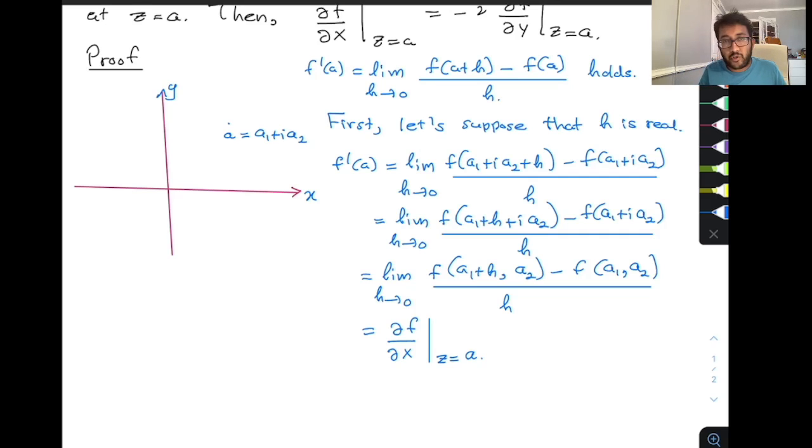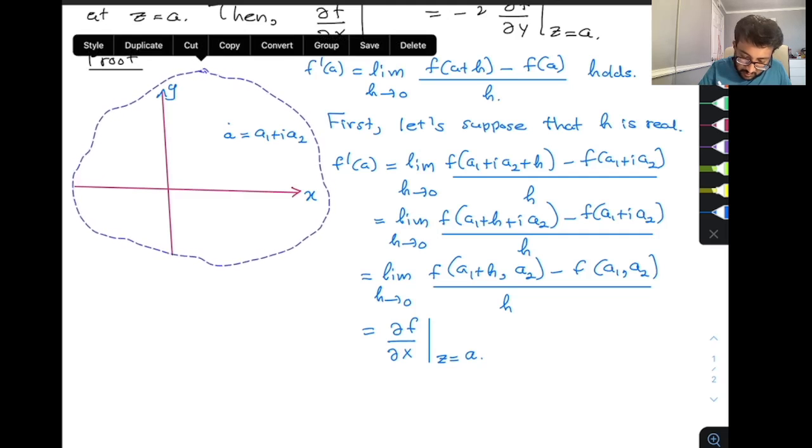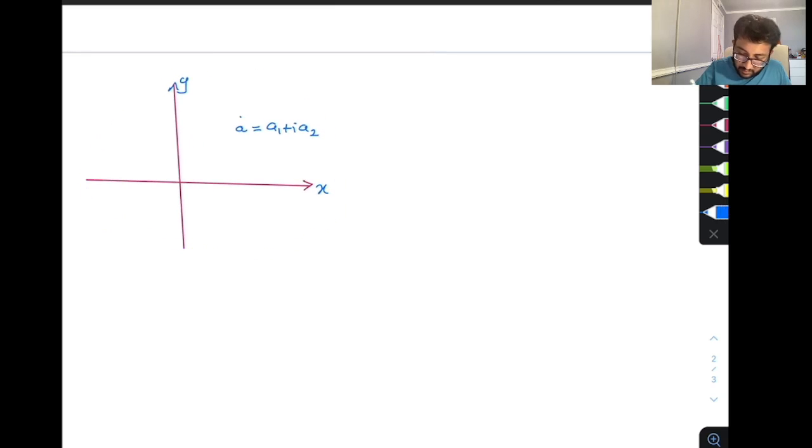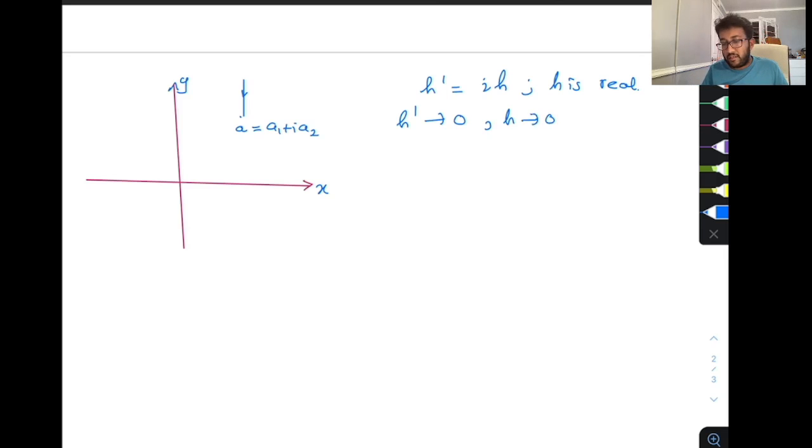Now next we are going to approach a along the y direction. Previously I approached a along the x direction. Then we are going to approach point a along the y direction. I'll copy that here. Now instead of h, I'll use h prime, where h prime equals ih, where h is real. Then h prime goes to 0 means h goes to 0. So that means when h is approaching 0, I am approaching 0 along the imaginary axis.